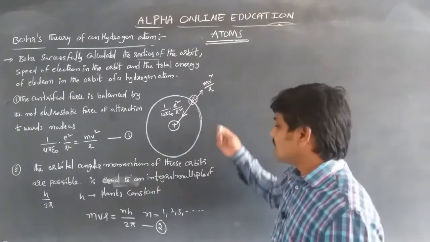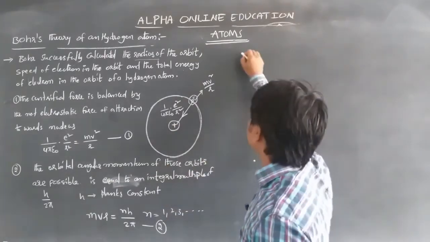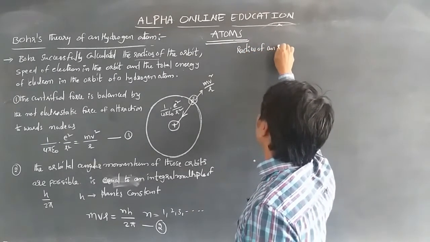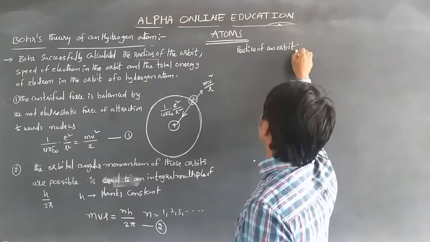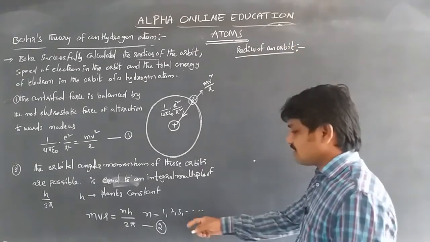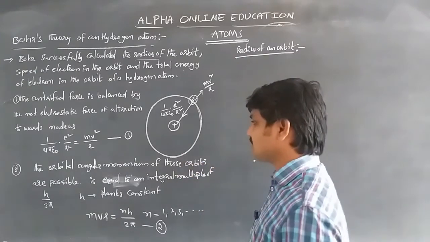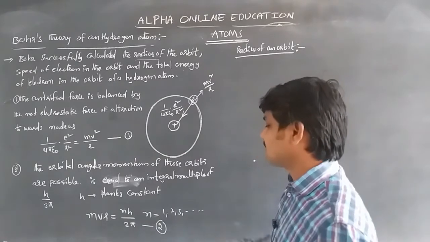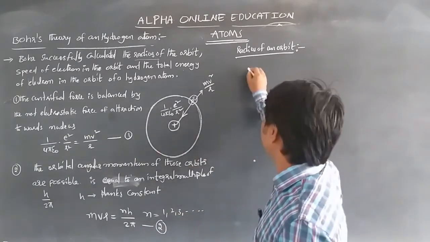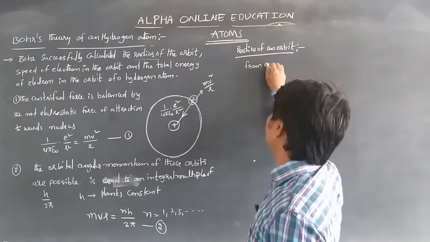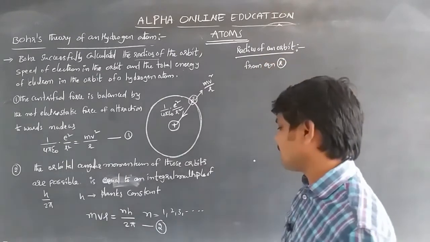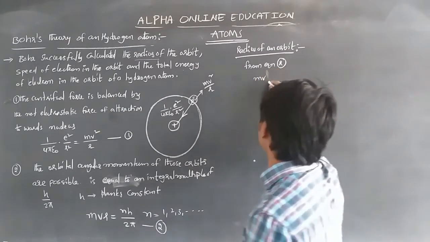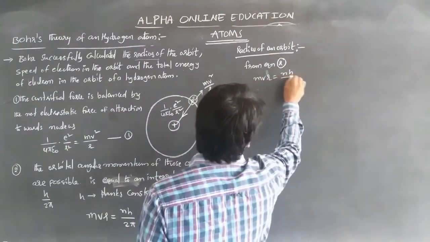So to find out the radius of an orbit, he gave successful explanations about the postulates. So we are going to know this. First of all, from equation 2 we can write mvr is equal to nh by 2 pi.